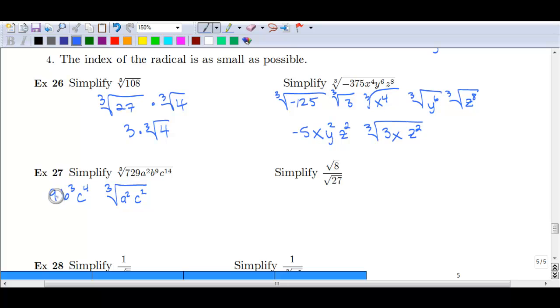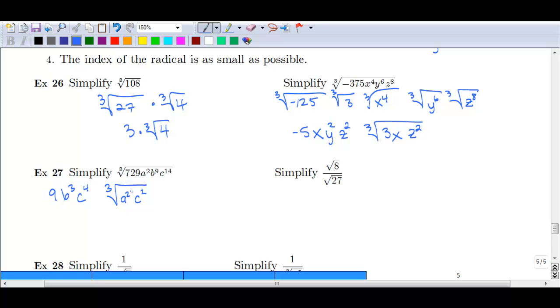So for this one, you should have ended up with 9b cubed. Again, you've got b to the 9th in the cube root. 9 divided by 3 is 3. C to the 4th, because 14 divided by 3 would be 4, remainder 2. And then left under the radical, since 729 is a perfect cube, it is the cube of 9. Then we're left with our a squared that didn't simplify, the b ended up coming out, and then we had a c squared as our remainder.